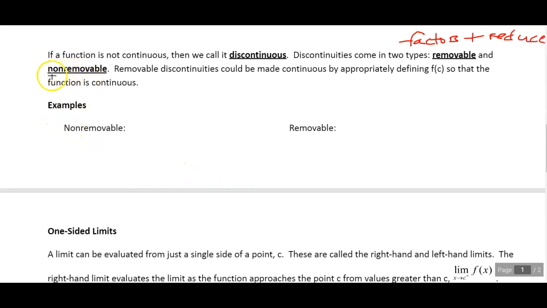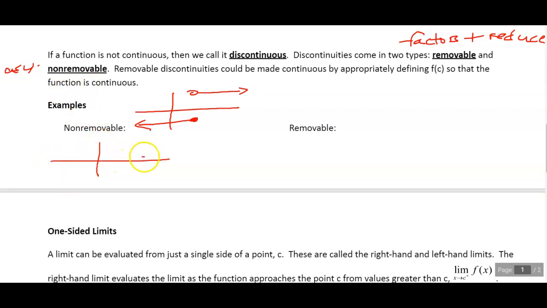Non-removable is usually when you have asymptotes. So for examples of non-removable, I like to do graphs. Piecewise always works for anything, but if these are completely disjointed, I can't just put one value in to make it continuous. That's what non-removable means, okay? Also, if I have asymptotes to infinity, I'm going to make it at 0. So at x equals 0, I can't fill anything in to join those, okay?